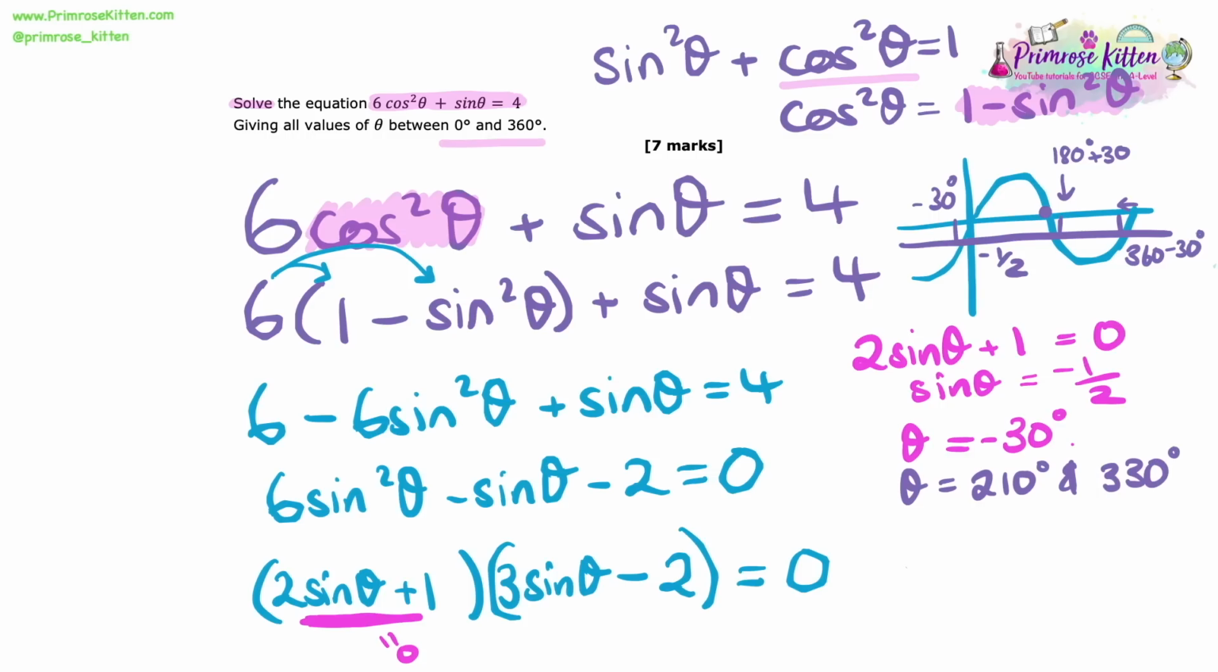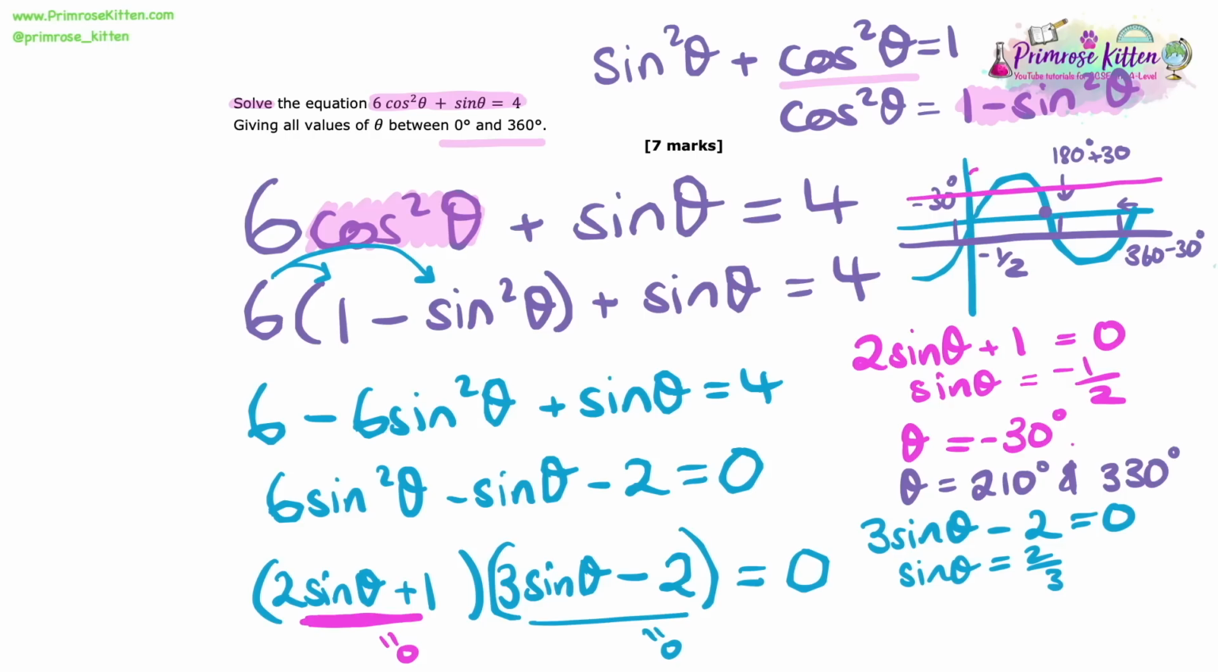Next up, we need to have a look at the next bracket, which is 3 sine theta minus 2. So 3 sine theta minus 2 equals 0. Let's rearrange this now to get sine theta equals 2 over 3. So if we go back again to our curve and we draw a horizontal line at about the point where the y-axis is 2/3, I can see that it hits it at 2 points.